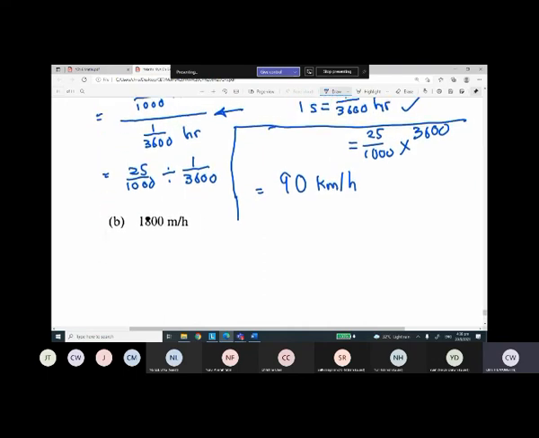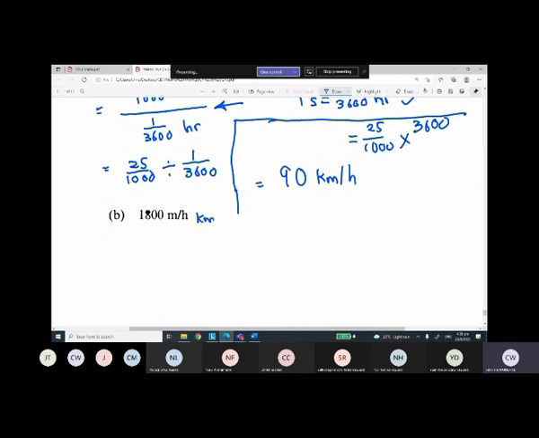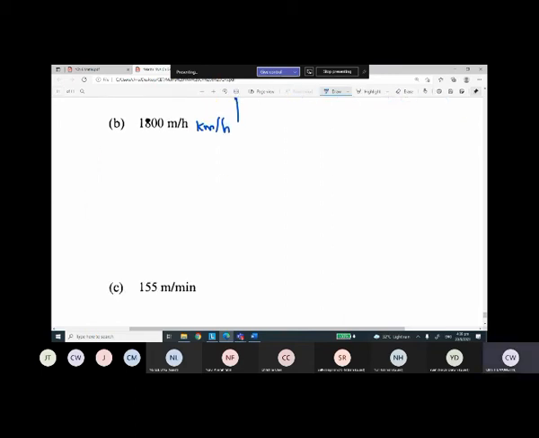Is it kilometer per hour? Yeah, kilometer per hour. But do you need to change the hour? Do you need to change the hour? Hour is already there, right? So you don't need to. No need. You only change the meter.